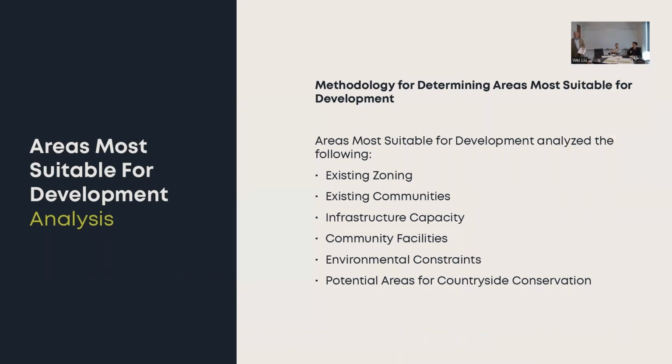So again, that map looked at existing zoning, the communities themselves, infrastructure capacity, so like sewer lines, roadways, and so on. Those facilities such as fire department facilities and so on. The environmental constraints, and what we're talking about there also is related to the next one, which is community conservation. Some of the soils that are best for growing maybe should remain that way.